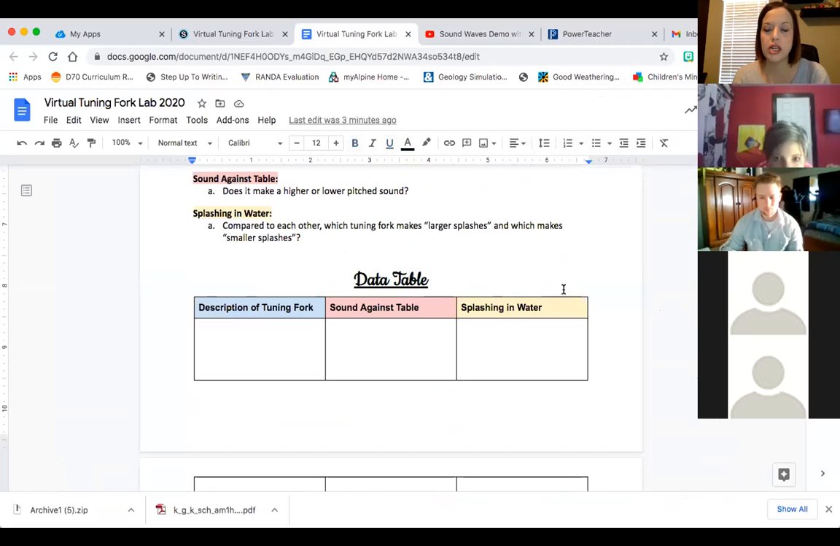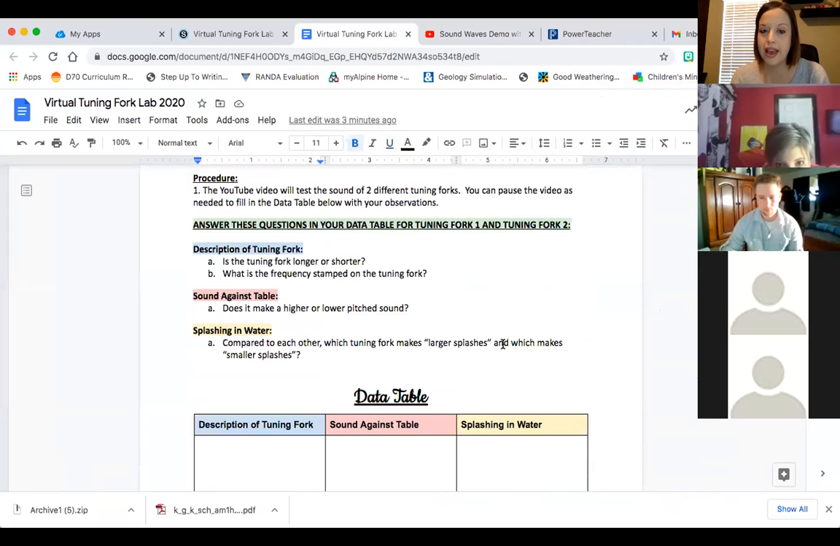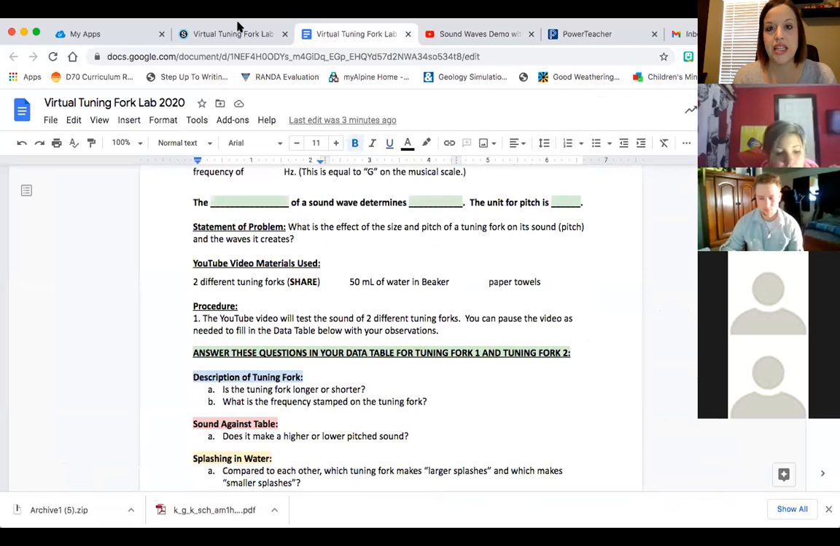But before I let you guys go fill out the data table on your own, why did it make the water splash? Who can tell us? What do you guys think? Yes, it does, Dallas. Okay, why do you think the tuning fork made the water splash? What was it doing? What happened there? I would think it was because it was like vibrating fast.